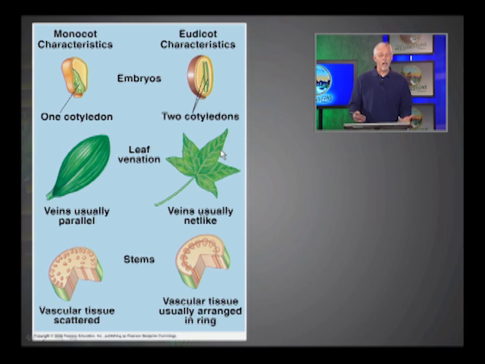Now, it's not always easy to get access to the seed, so there are other characteristics that we can look at in trying to decide if we're looking at a monocot or a dicot. So again, if you have the seed, a single cotyledon is monocot, two cotyledons is dicot. But you can also look at the venation of a leaf. So if the veins are parallel, we would consider that's typical of a monocot. If we have kind of a netted type venation, then that's more typical of a dicot. If you look at stem venation, scattered vascular bundles is typical of a monocot, whereas vascular tissues in a ring distribution, that's typical of a dicot.